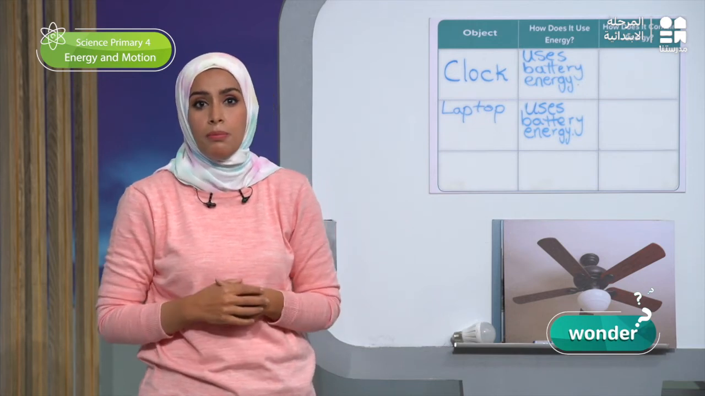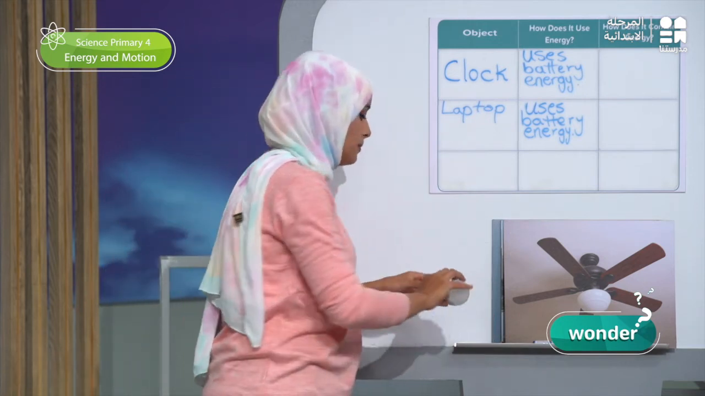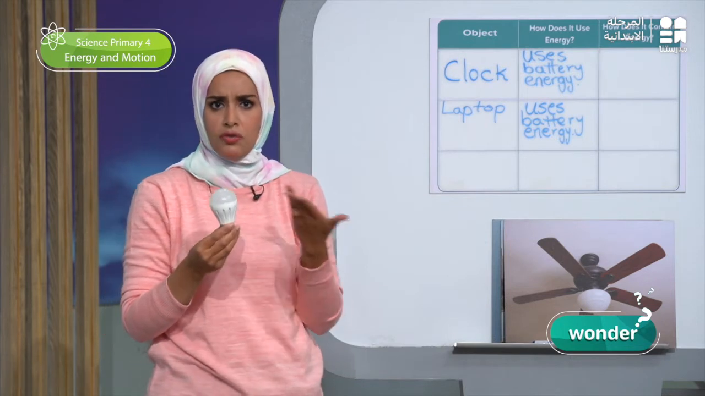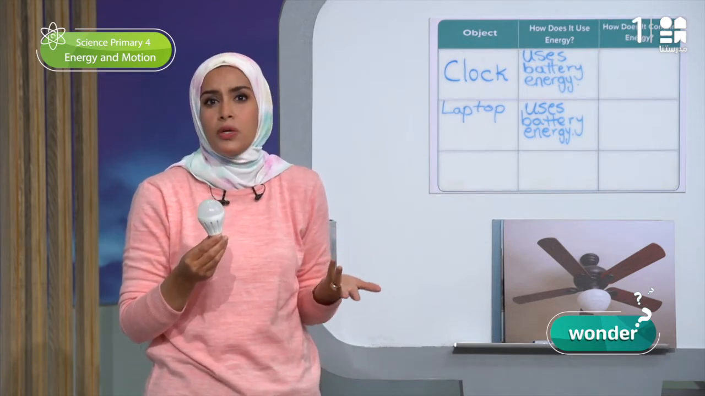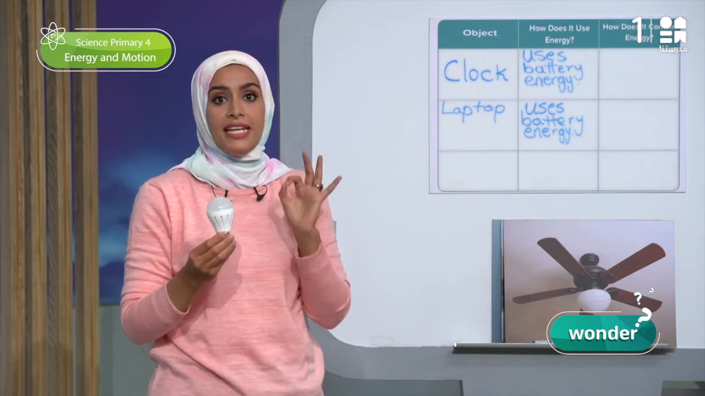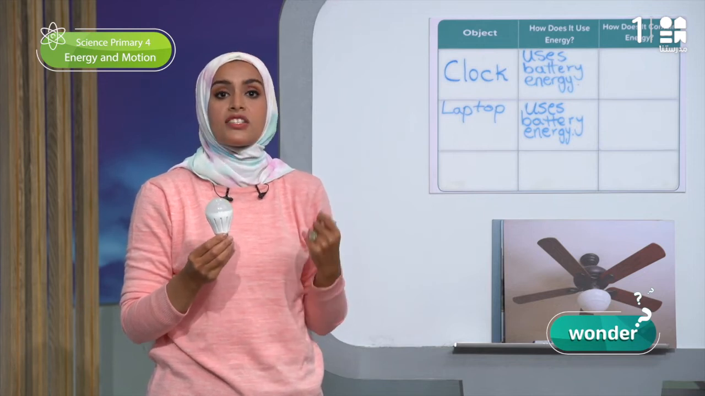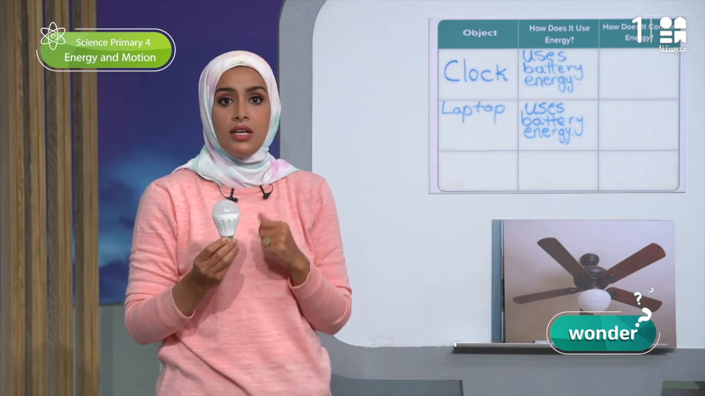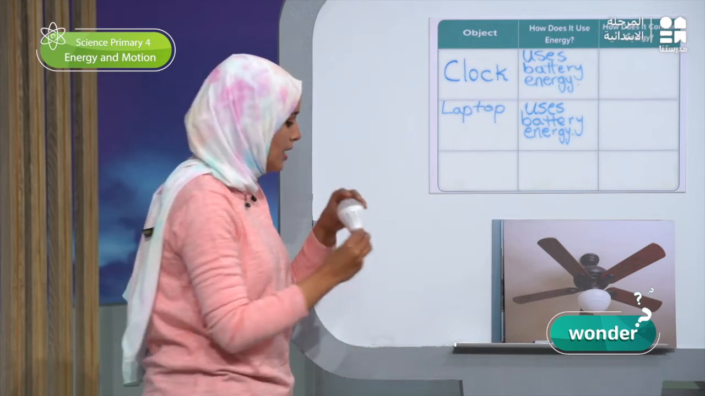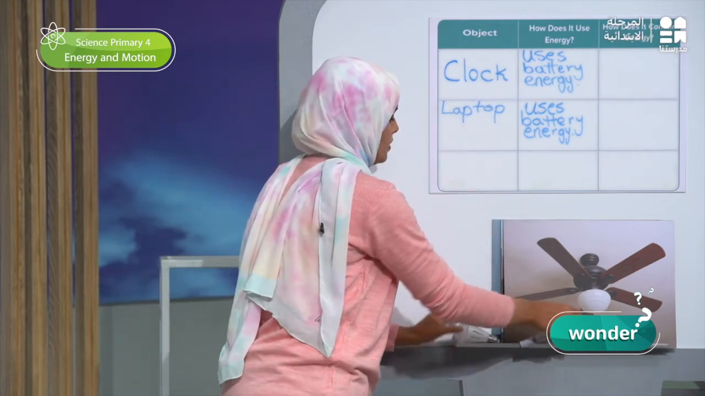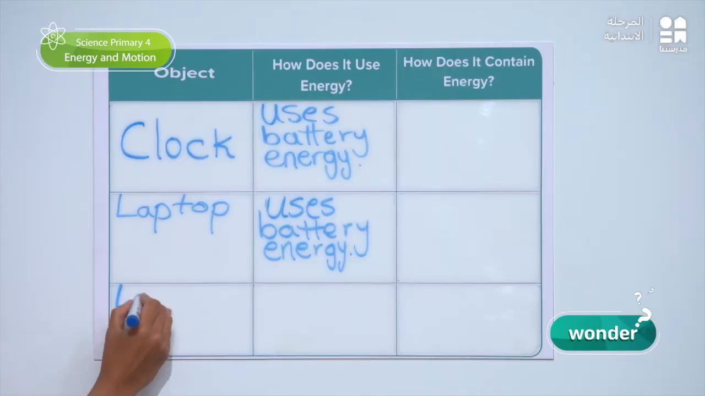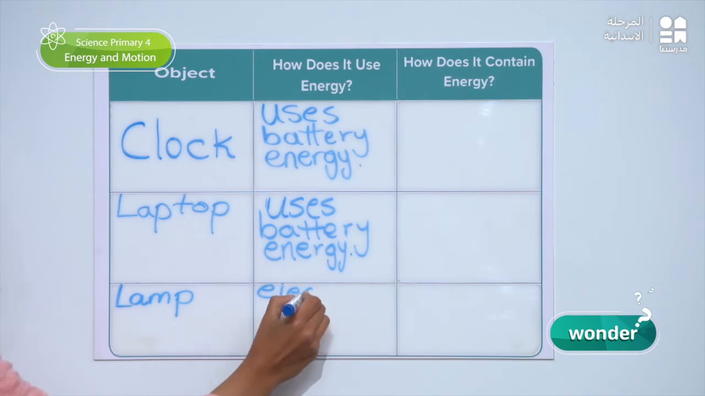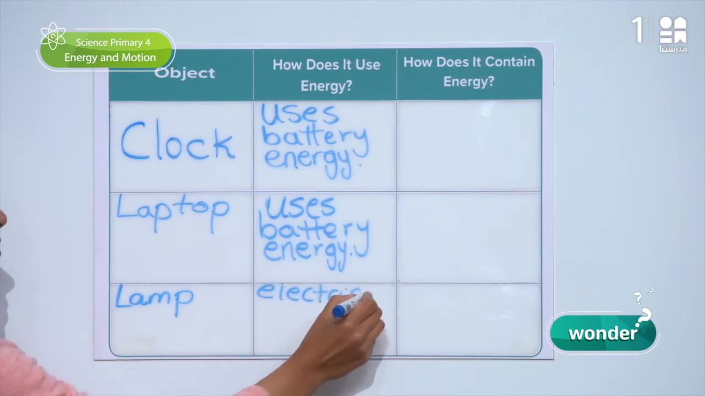What about the light bulb? Light bulb is a lamp. It's a source of light. How does it work? I have to turn on the electricity, so it uses electrical energy to give us light so that we can see. So let's write this one too. A lamp uses electric energy.